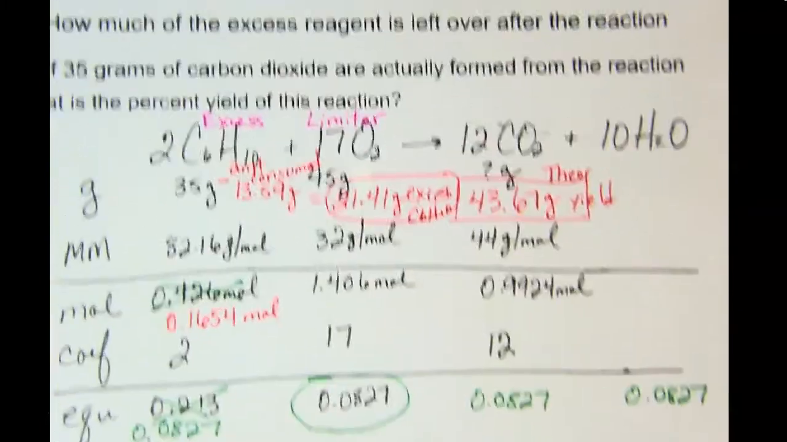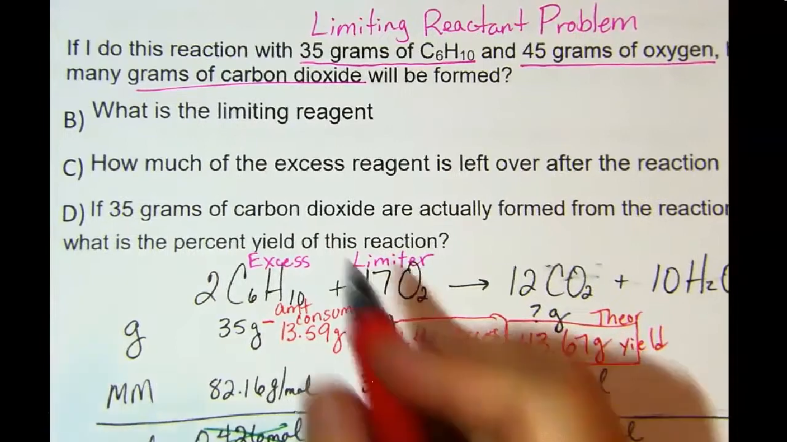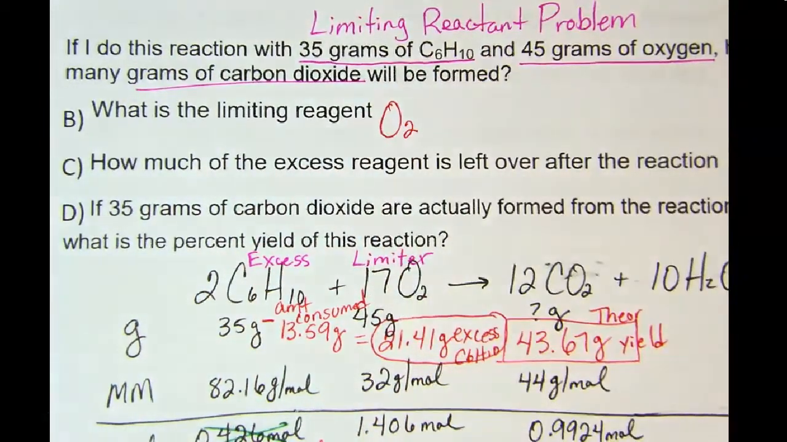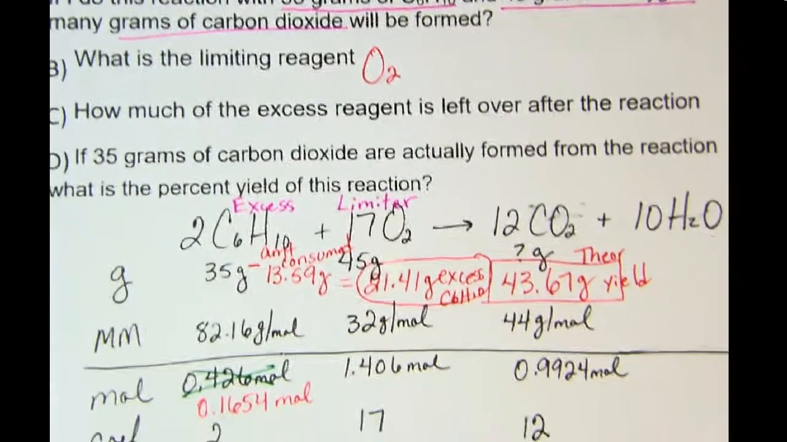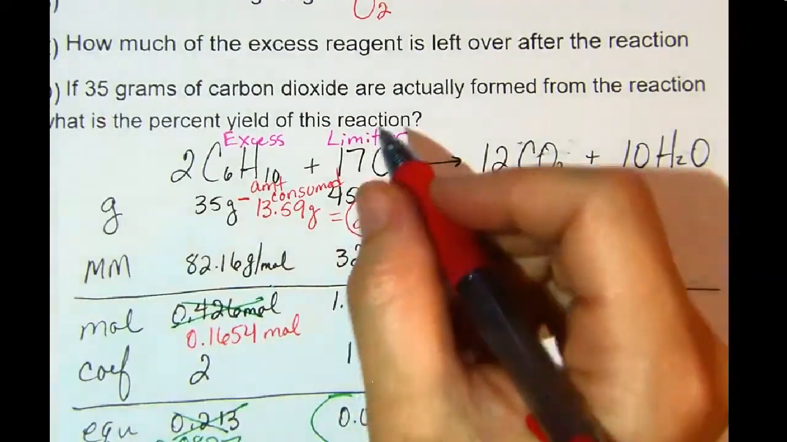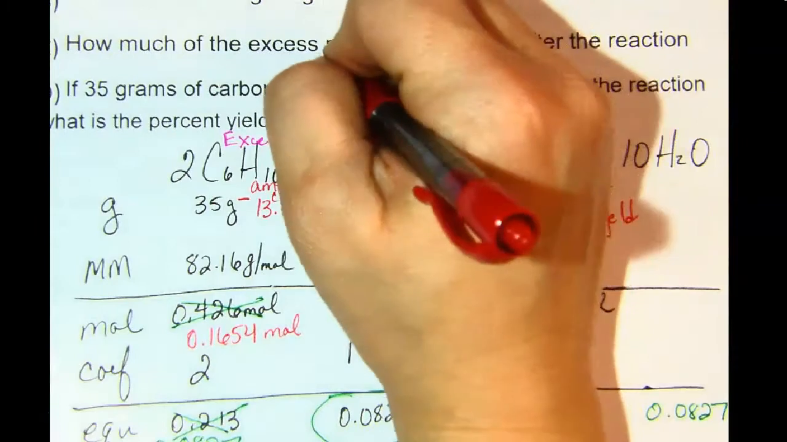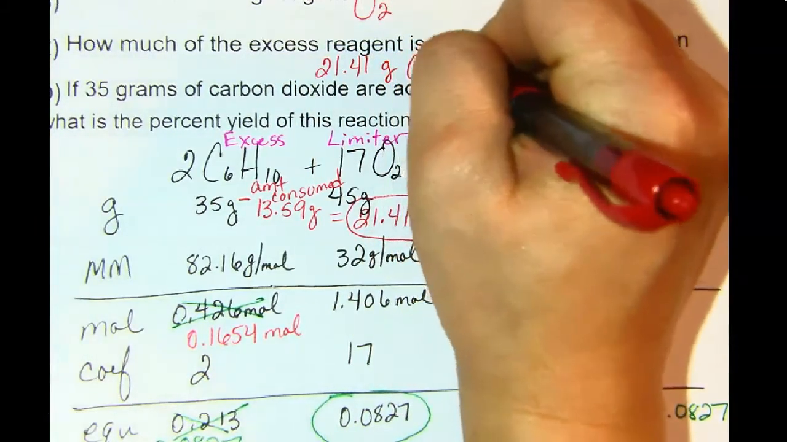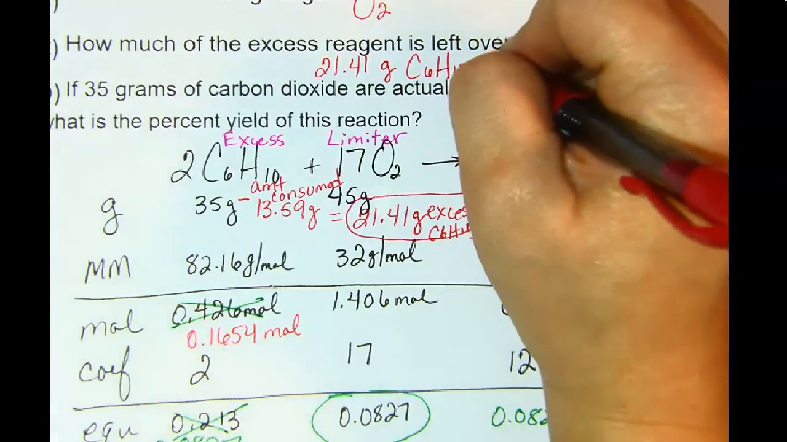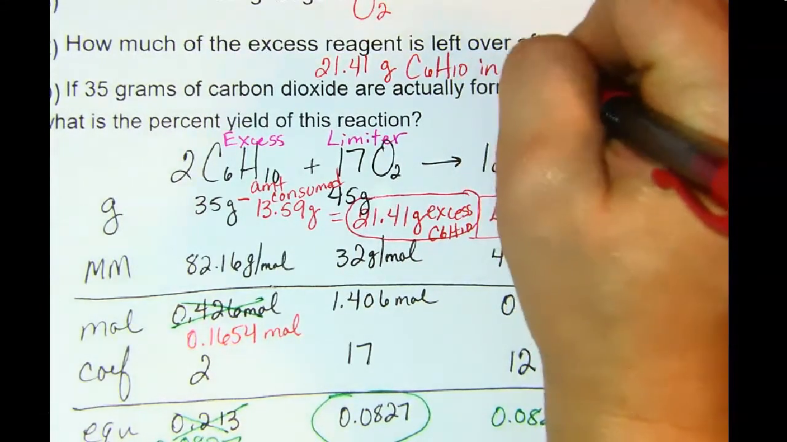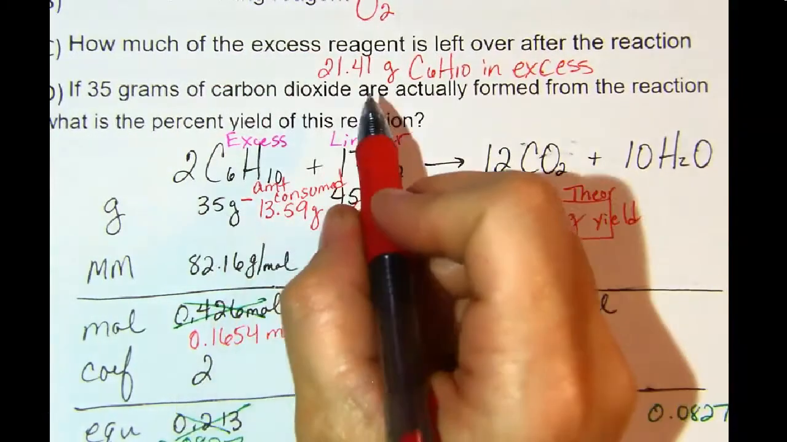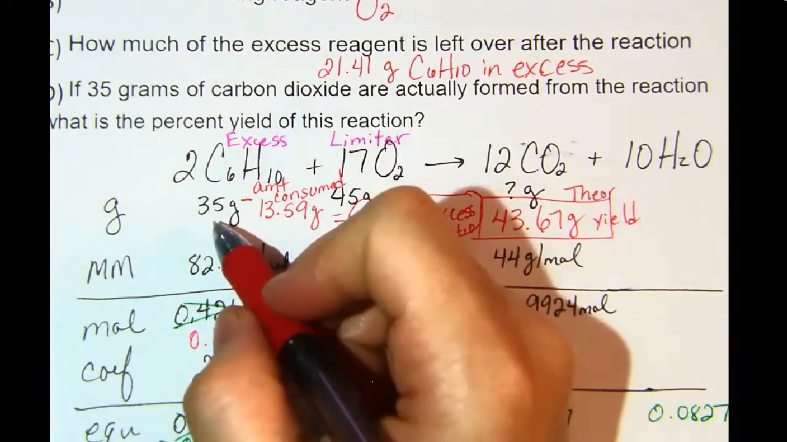Okay, so if we look up above, letter B said, what is the limiting reagent? And we determined that the oxygen was the limiting reagent in this problem. Then, how much excess reagent is left over, and we determined that there's going to be 21.41 grams of C6H10 remaining, or in excess, after this reaction is completed. Remember, we started with 35 grams. This is how much is left over of the 35.